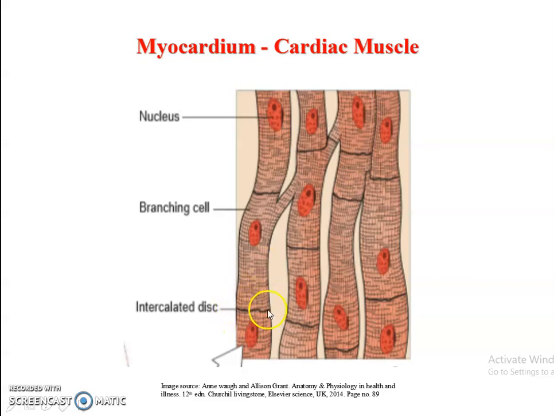It is thick and uninucleated. And one more important structural characteristic of this muscle is branched cells. Cardiac muscle cells are branched cells. See, this structural characteristic gives a sheet of muscle appearance to the cardiac muscle.